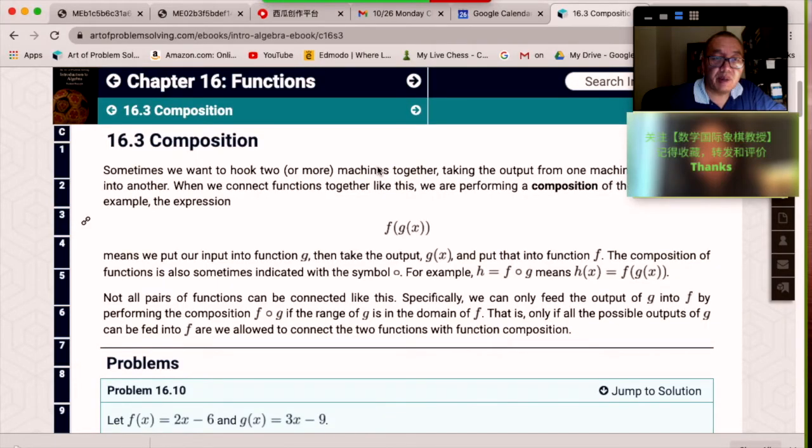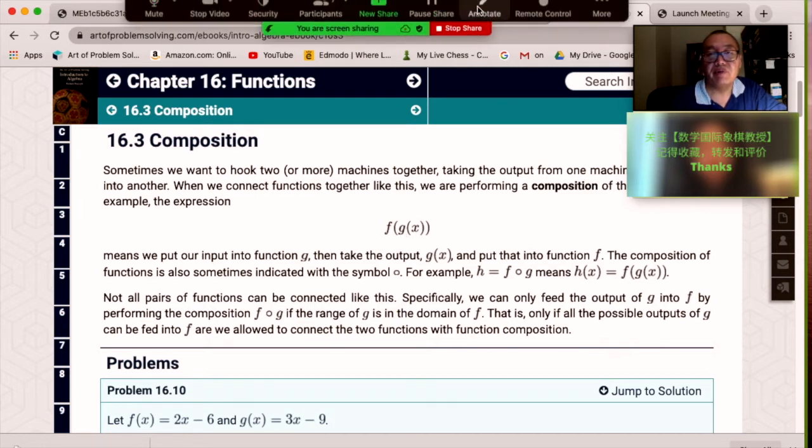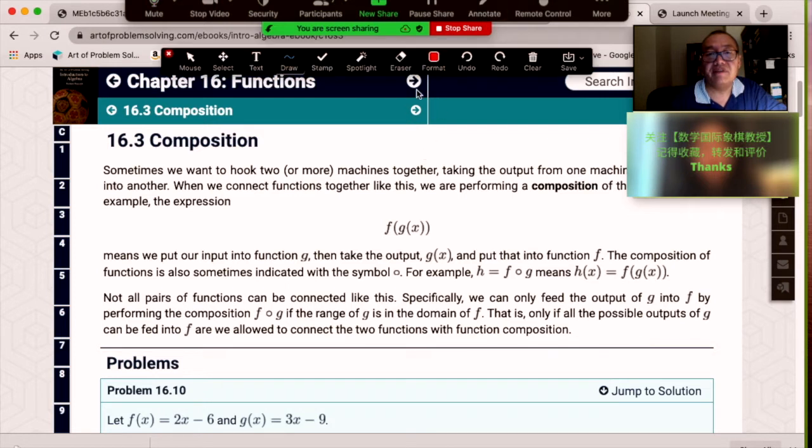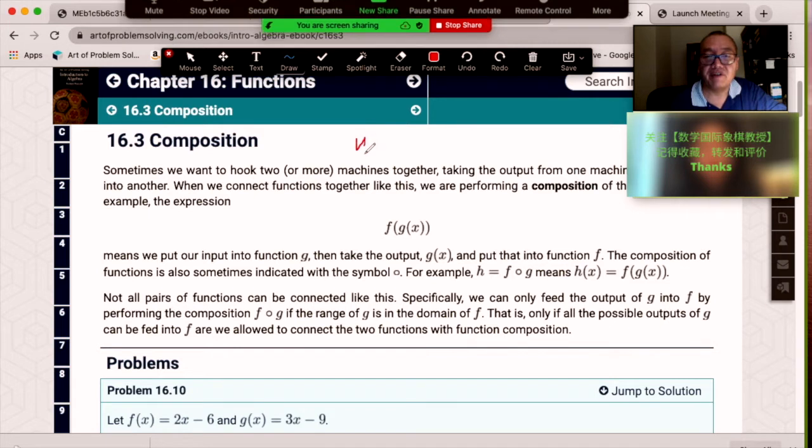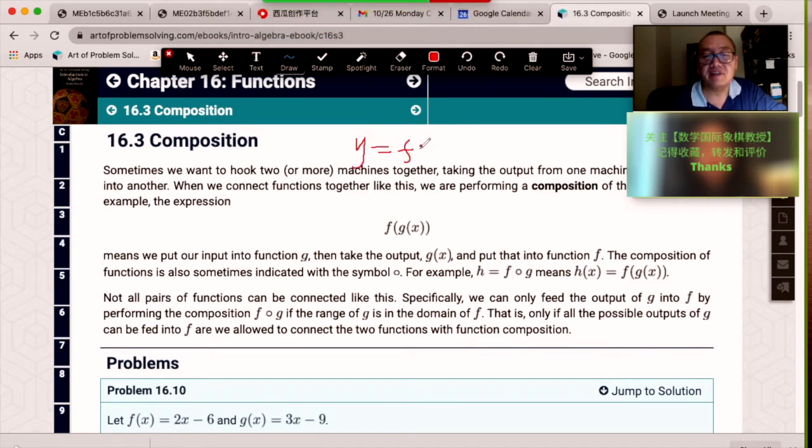3. Composition function. Composition function means you combine two functions together. Suppose we have a function y equals f(x). We also have another function g(x). Now we use g(x) as a variable of f(x). Then this function we can write as f(g(x)).